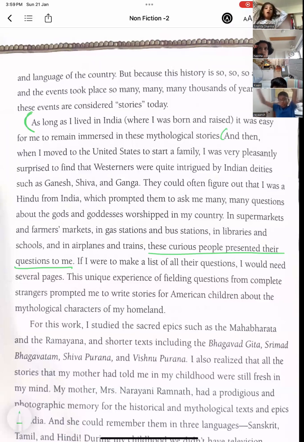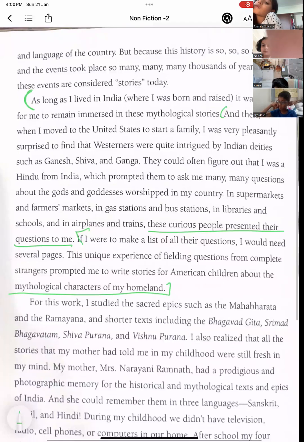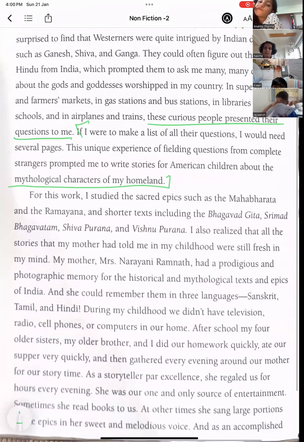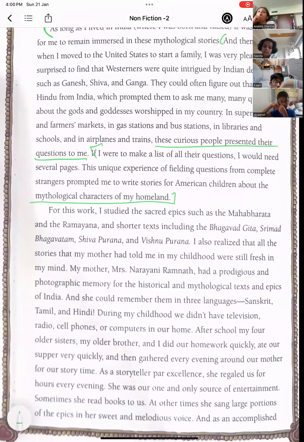If I were to make a list of all their questions, I would need several pages. This unique experience of fielding questions from complete strangers prompted me to write stories for American children about the mythological characters of my homeland. Now, this sentence says his reason for writing the book. What inspired him, what motivated him, and why did he write the story? Agree? Yes? Are you guys understanding my description?